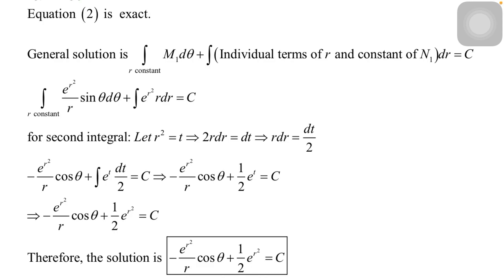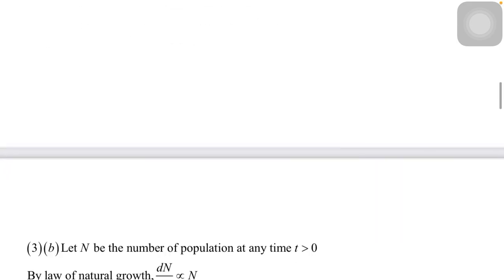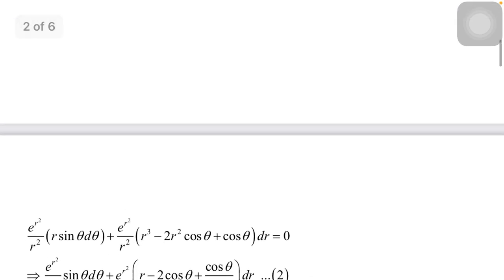Okay. So, again substitute t for r square: minus e power r square by r into cos theta plus e power r square is equal to c is the required solution. Okay. Next we go for 3b.